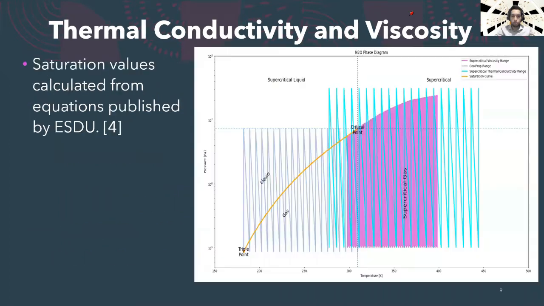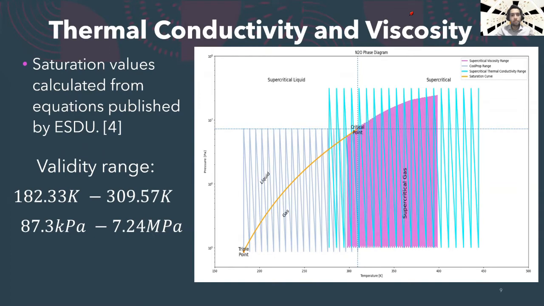5.5 megapascals. To calculate the values for temperatures between 182 and 309 Kelvin, and pressures from 87.3 kilopascals to 7.25 megapascals, work from ESDU was used. The validity ranges for the thermal conductivity and viscosity are displayed on the right-hand figure. As seen, the supercritical viscosity is the limiting value for the model since the upper temperature and pressure values are less than those of the supercritical thermal conductivity.